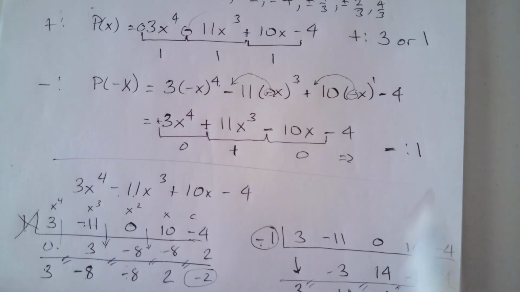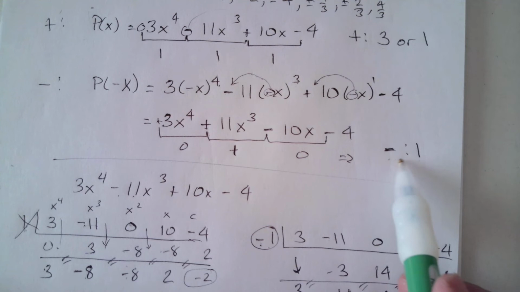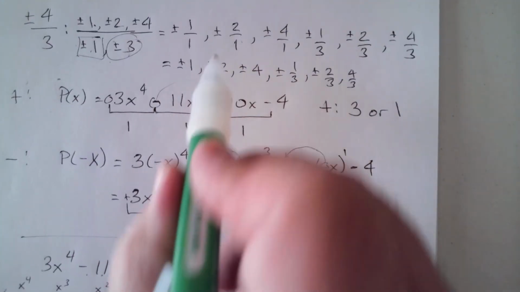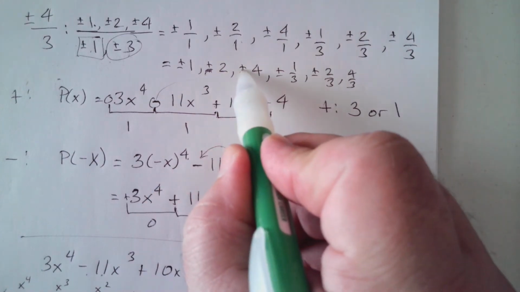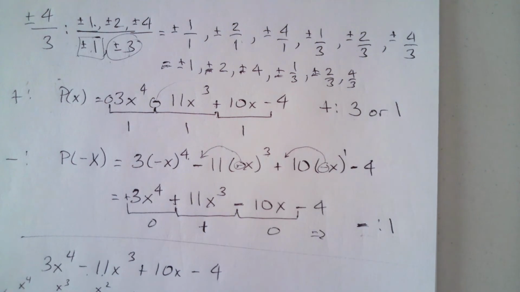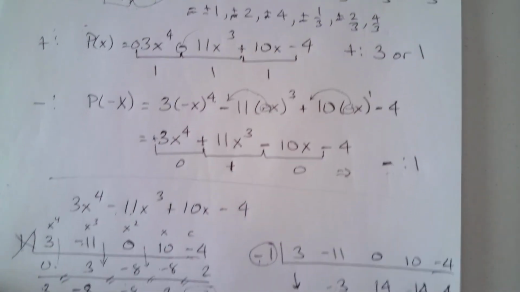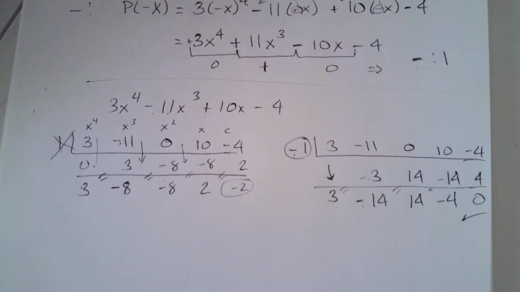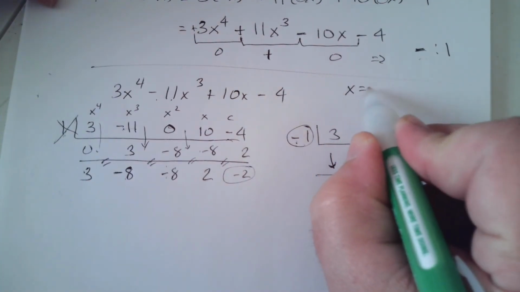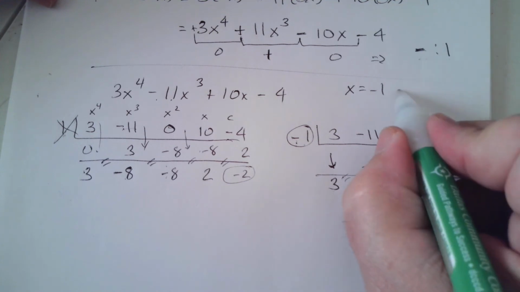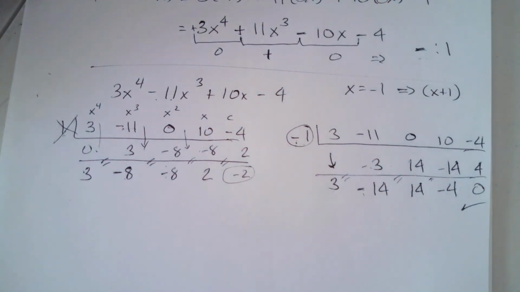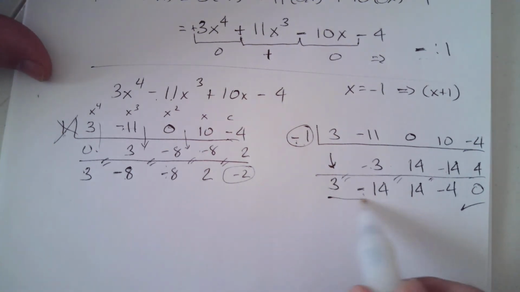Which is good, because remember we said we're going to have one negative answer. We found it. So we don't have to do any more negatives. We just have to find our positives. So, since x equals negative 1 is one solution, that means x plus 1 is a factor. Now we just have to look at this.